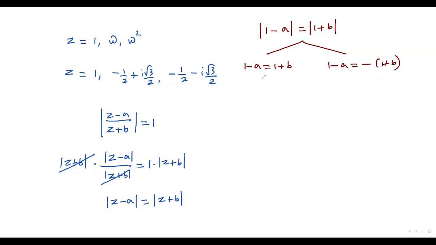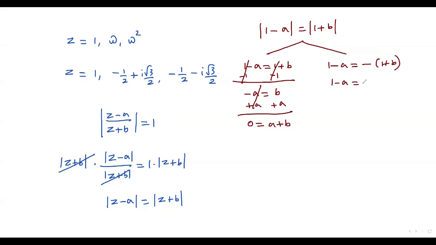So for that, I'm going to subtract 1 from both sides. When I subtract 1 from both sides, this 1 negative 1 will cancel, this 1 negative 1 will cancel. I'm getting negative a equals positive b. Now let me add a to both sides. When I add a to both sides, negative a positive a will cancel. I'm getting 0 equals a positive b. Okay, here let's solve this one.